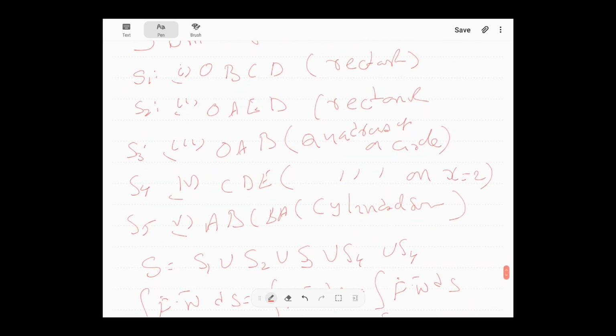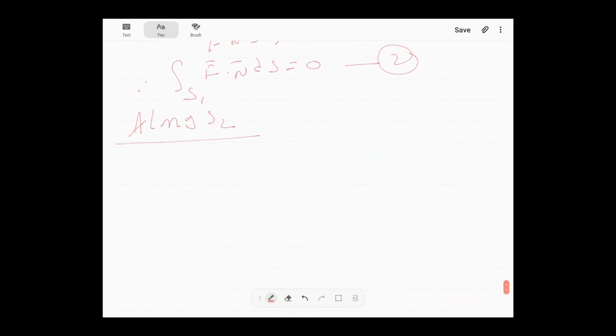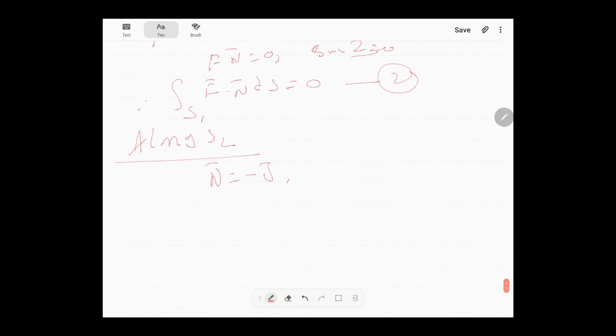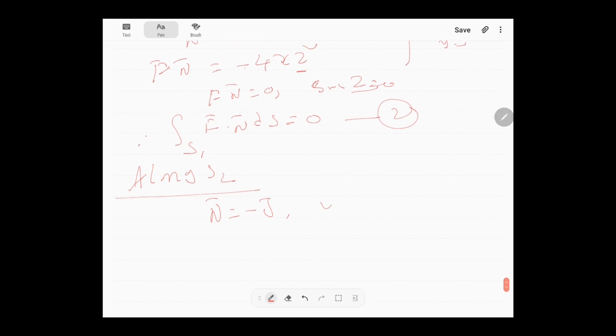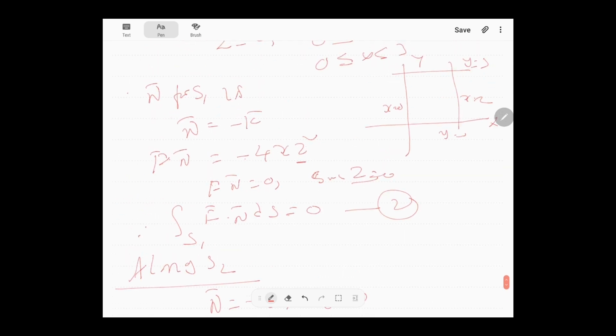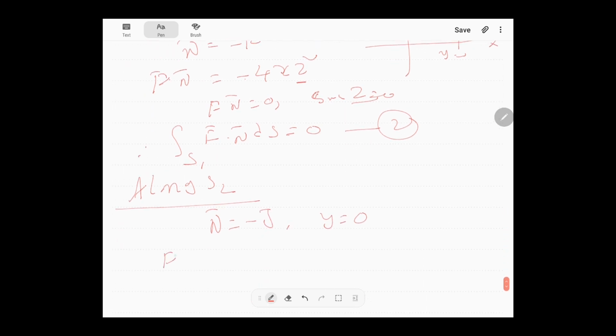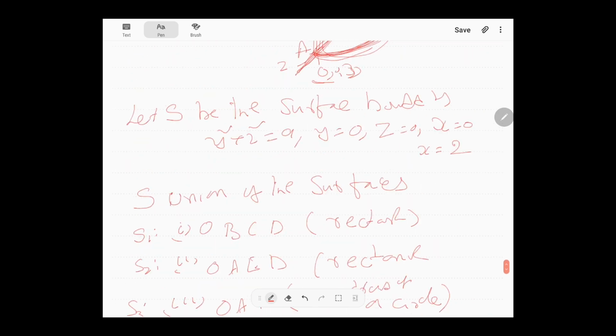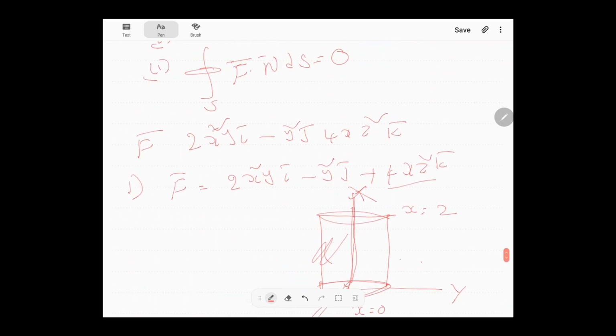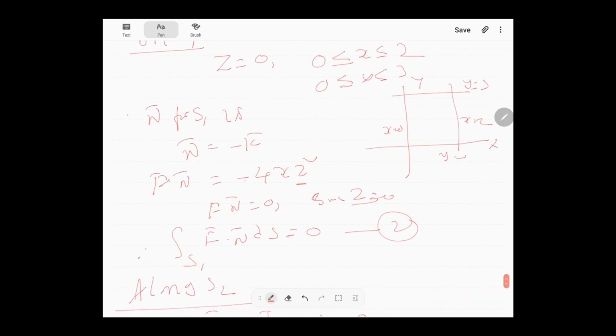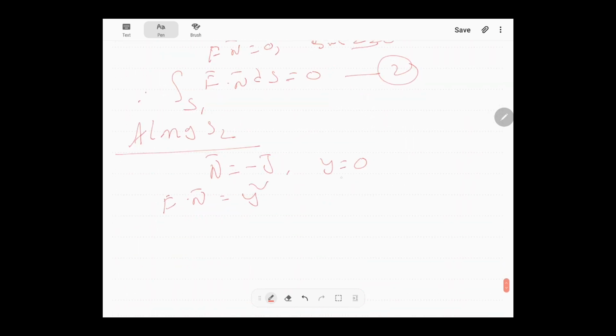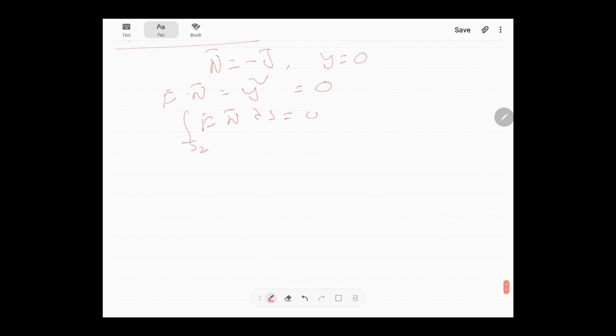So for the surface S2, n bar is minus j bar, and y is 0 on this. Whenever this is 0, what is your f bar dot n bar in this case? This is my f bar, n bar is minus j bar, so f bar dot n bar is y square, but y is 0, therefore this is 0. Integral over S2 f bar dot n bar ds is also 0.